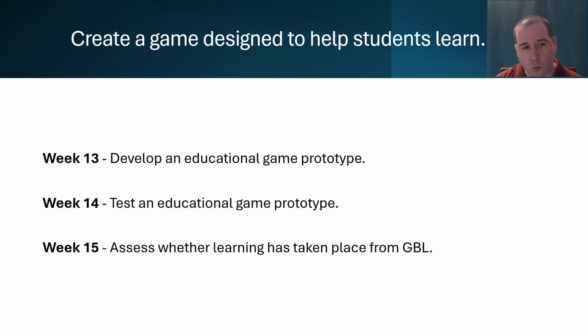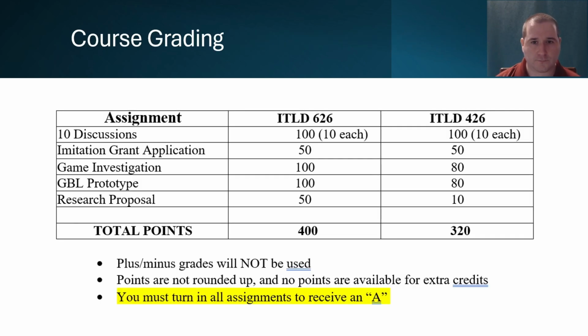Okay, so these are our weekly goals, things that I would like you to be able to do after each week. As far as grading, how I'm going to check if you meet that, there will be 10 discussion posts, and then there will be 4 projects. Okay, we're going to do a mock grant application. We're going to investigate a game and do a write-up. You're going to develop your own game prototype. And we'll finish with a small research proposal at the end.